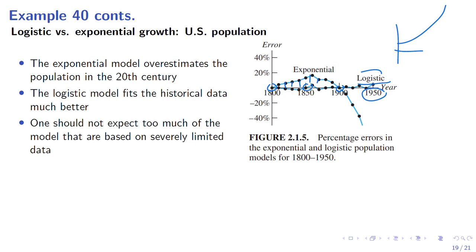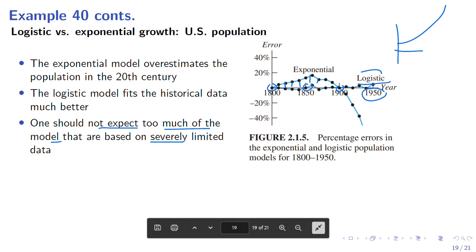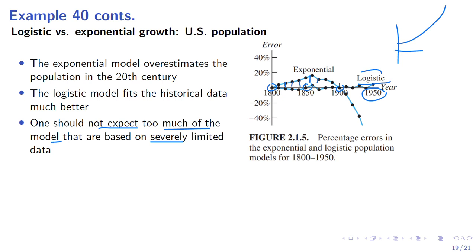Okay, one more thing that we need to be really careful about: one should not expect too much of models that are based on limited data. For the exponential growth model, we use only 2 data points. And for the logistic model, we use only 3 data points. That is a really small number of data points, and we cannot expect much from these models because they were based on limited data. So if you want more accurate results representing whatever we are modeling, we actually need more data that better describes the situation.